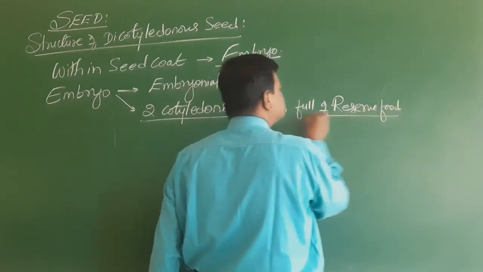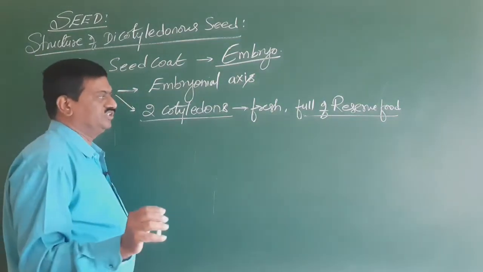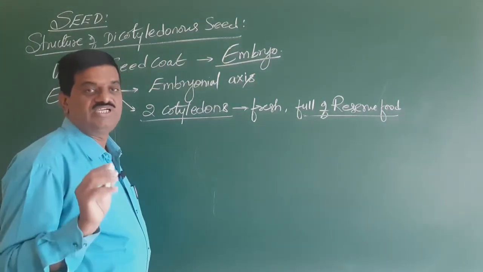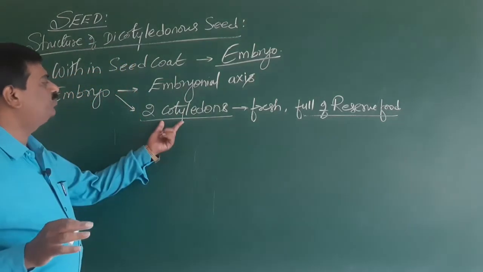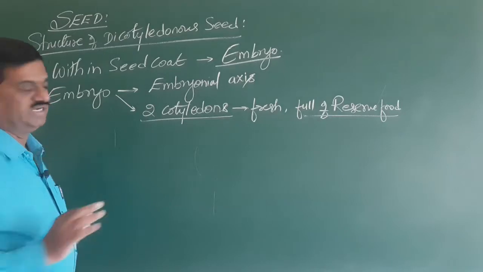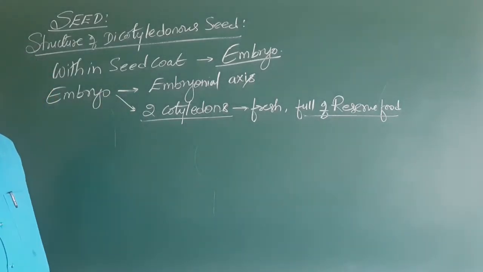Reserve food is present. So here the cotyledon is always fleshy and has the presence of reserve food materials in the cotyledons. Now we go for the next one.